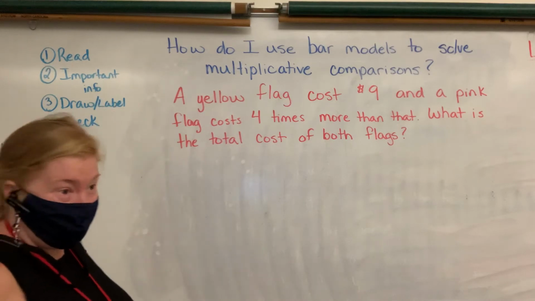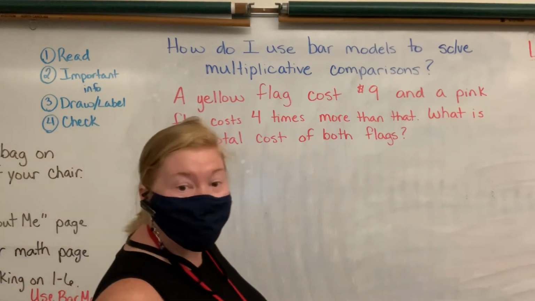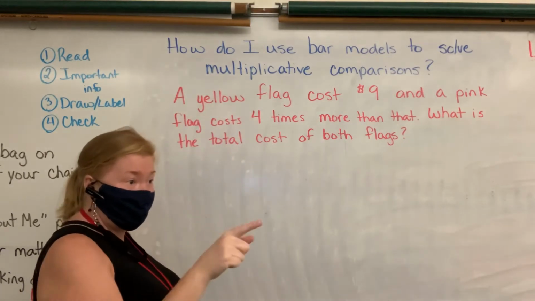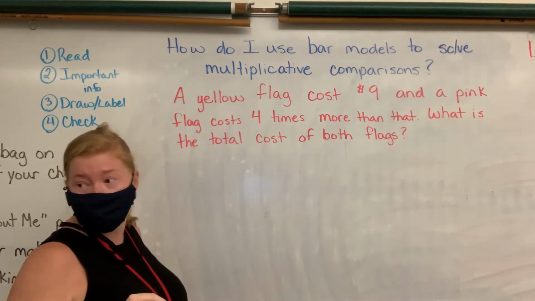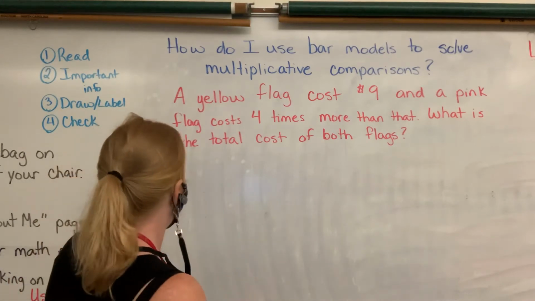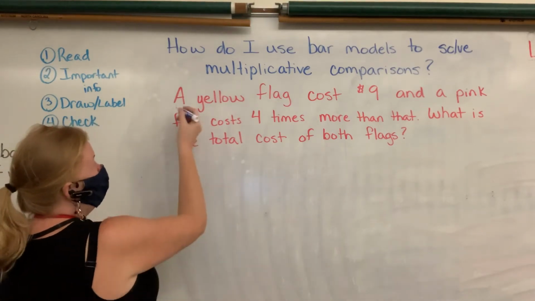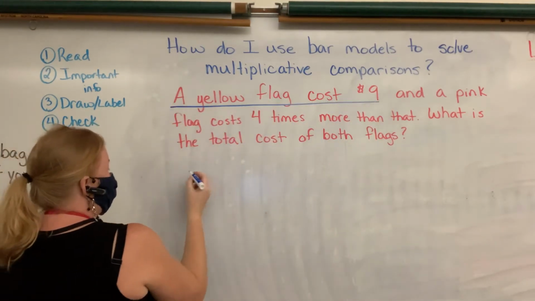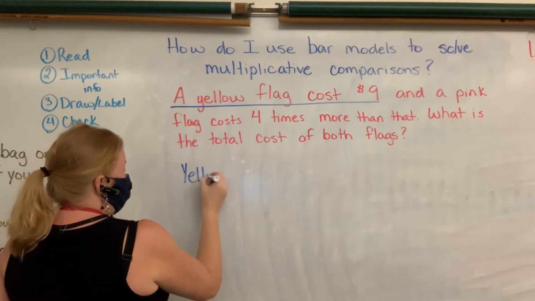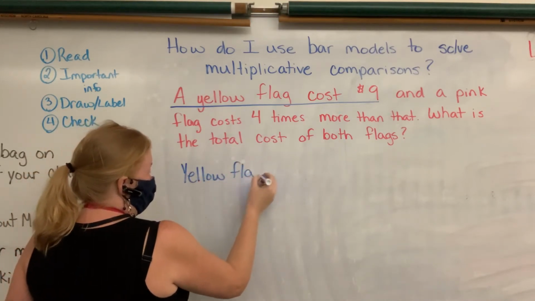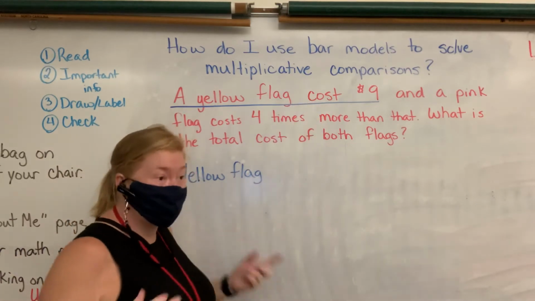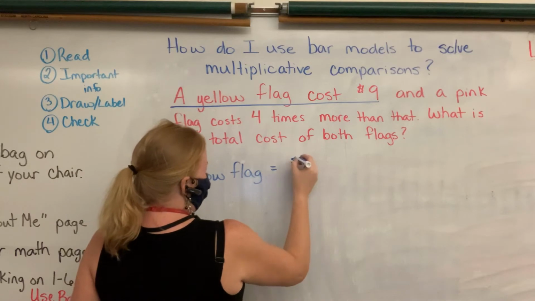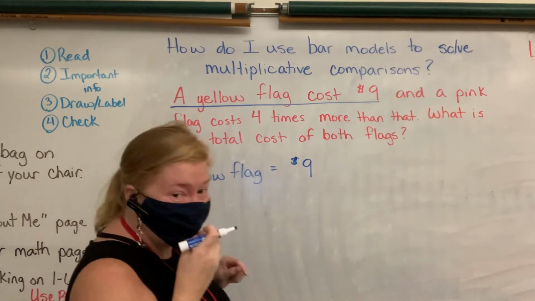I'm looking for important information. I want somebody from Miss Todd's class to give me important information and somebody from my class. So tell me something important from my class first. Loud and proud. A yellow flag costs $9. I know the cost of the yellow flag. So I can put yellow flag, and I can write the word cost, but if that's how much it costs, then I could actually put yellow flag equals $9.